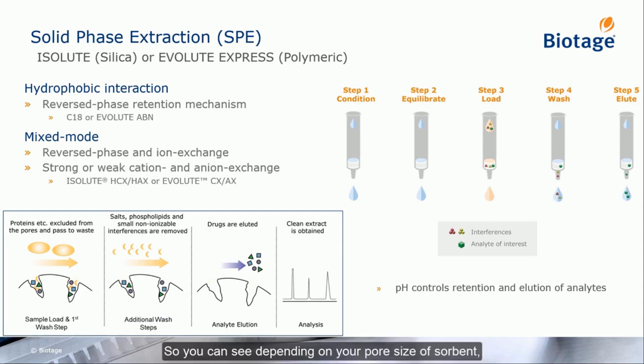So you can see, depending on the pore size of your sorbent, the idea is that your proteins are excluded to waste. They're washed through. Your target analytes are having an interaction in the pores. You wash to remove your salts, your phospholipids, and so on and so forth, and then you elute your drugs in a relatively clean extract.